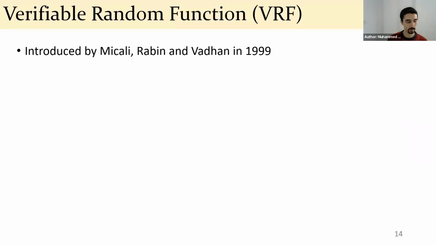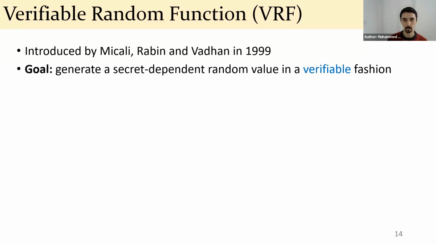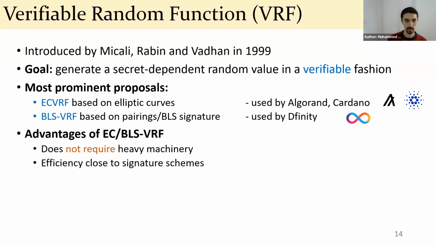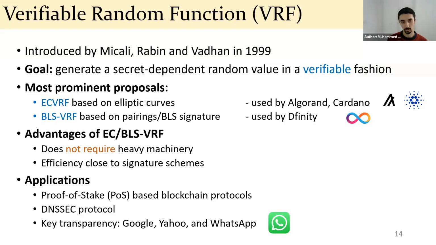VRFs, briefly, were introduced by Micali, Rabin, and Vadhan in 1999, and they allow you to generate a secret-dependent random value in a verifiable fashion. There are two prominent proposals in the discrete log setting, ECVRF and BLS VRF. These are quite nice because they do not require any heavy machinery, and their efficiency is close to an ordinary discrete log signature. They have various applications, and they have become very prominent in blockchain applications like Algorand, Cardano, and Dfinity.